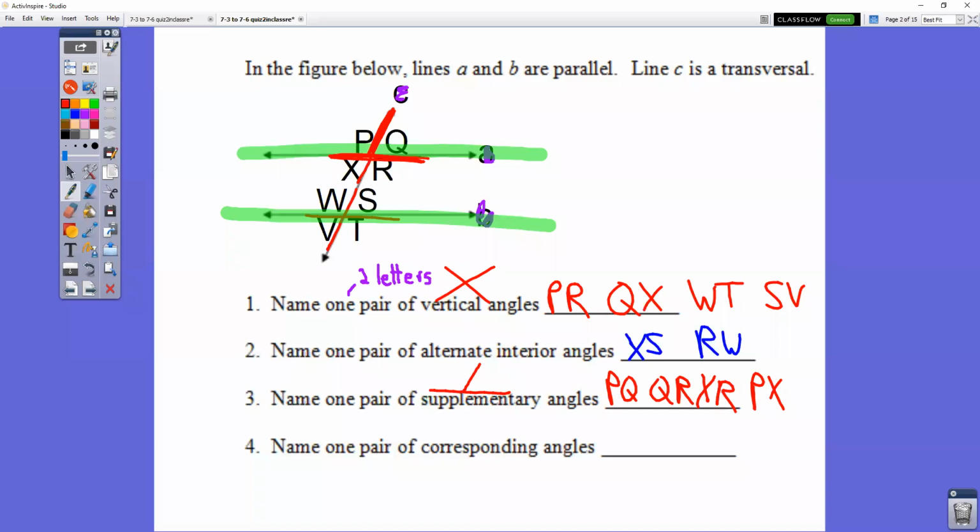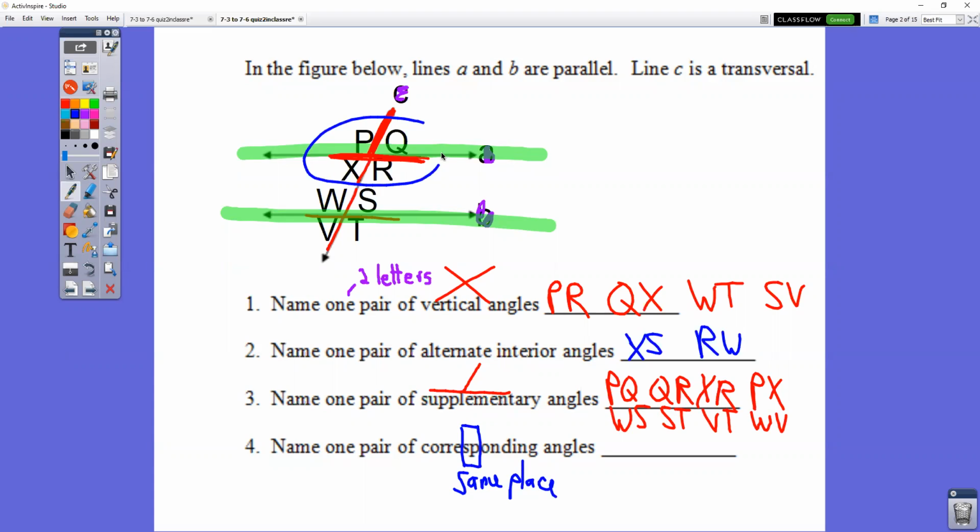Then you have the bottom half set. So you have W and S. You have S and T along the side, V and T along the bottom, and W and V along the side. So there's really 8 different pairs of supplementary angles. The next kind are corresponding angles. Remember that the S and P in corresponding stands for the same place.